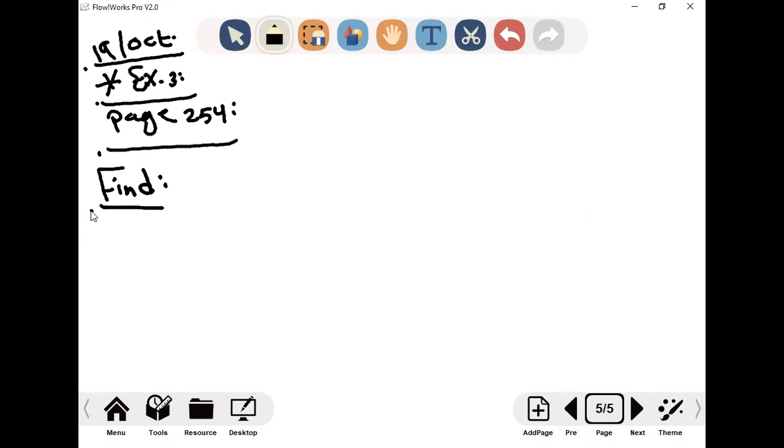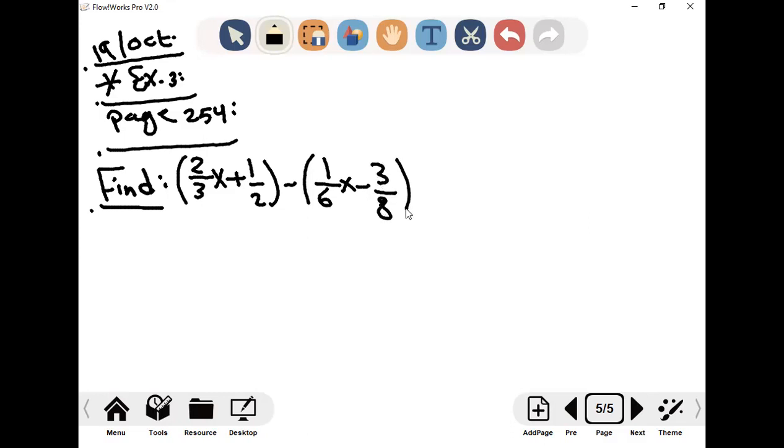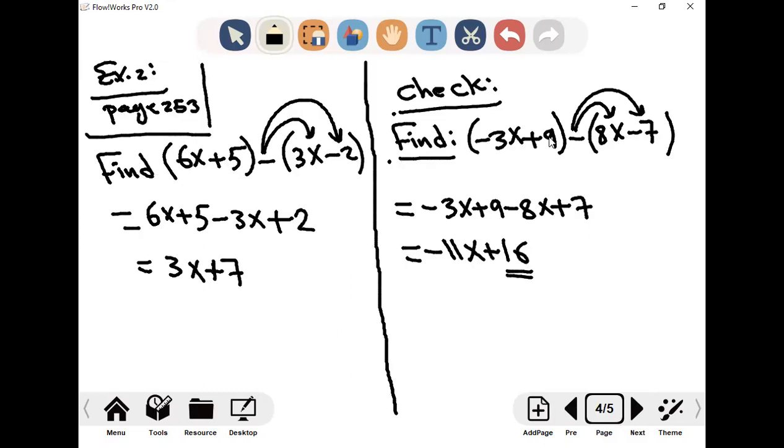2 over 3x plus half minus 1 over 6x minus 3 over 8. Now here we have the same ideas, but with the coefficients are what here? Fractions, right? So we'll do the same steps. We will do the same steps, right? But with the fractions, that's all.